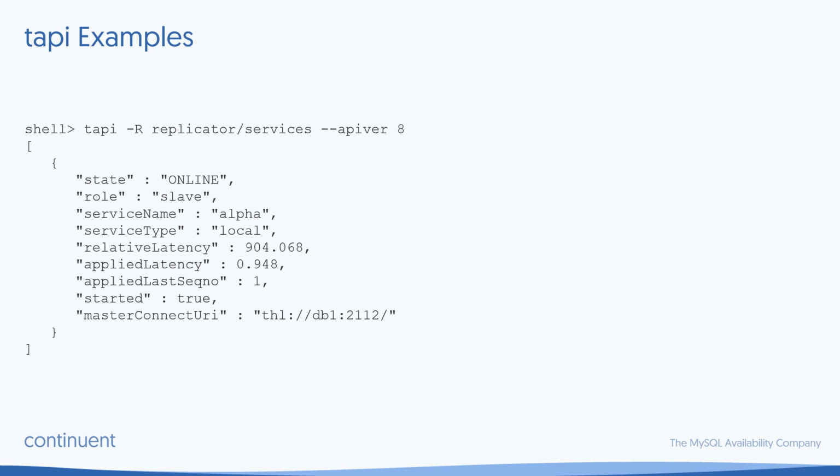TAPI or TAPI equivalent for the replicator services. You see it's much easier. You don't need to necessarily remember what that full URL is. You can just do TAPI -r and then replicator/services. And here I've issued the --API ver8 so that it uses the version 8 endpoint to give me that services output.